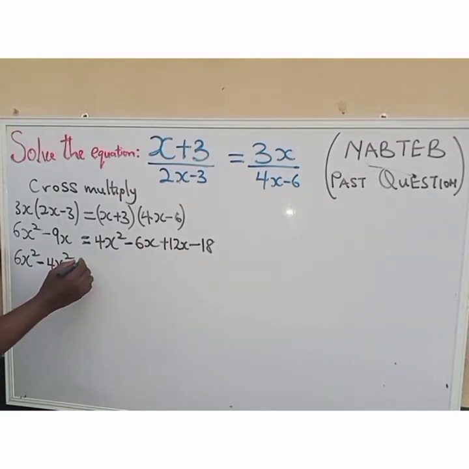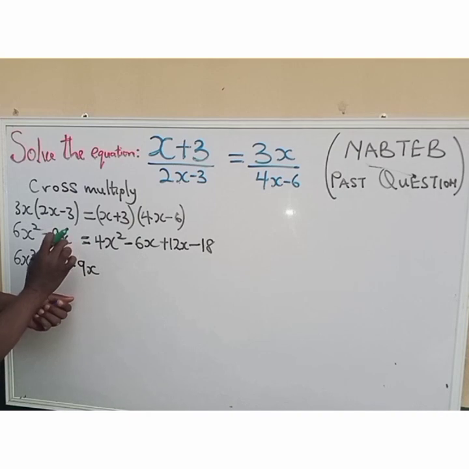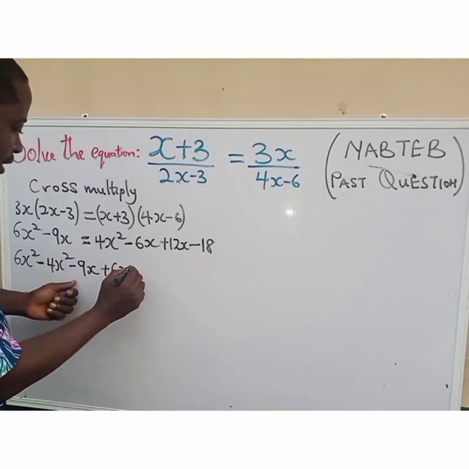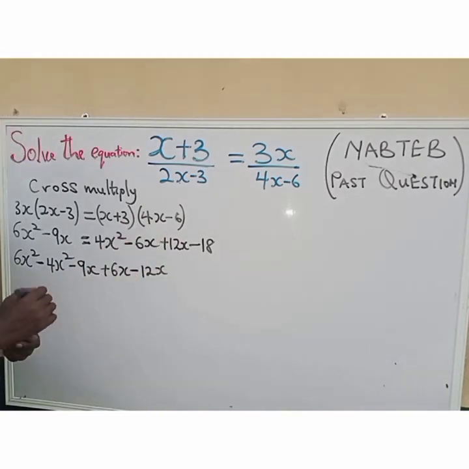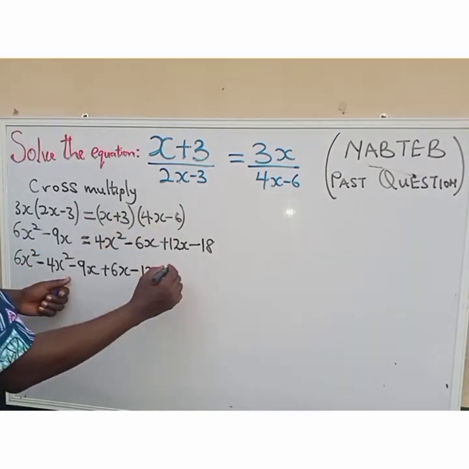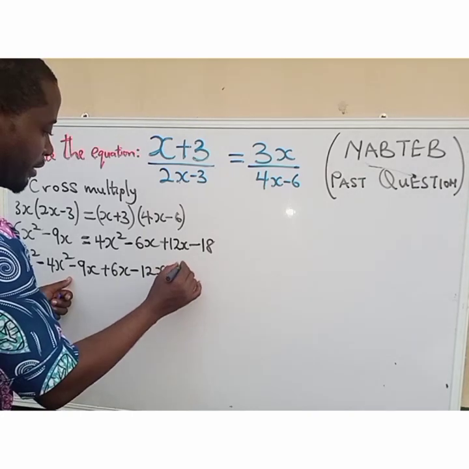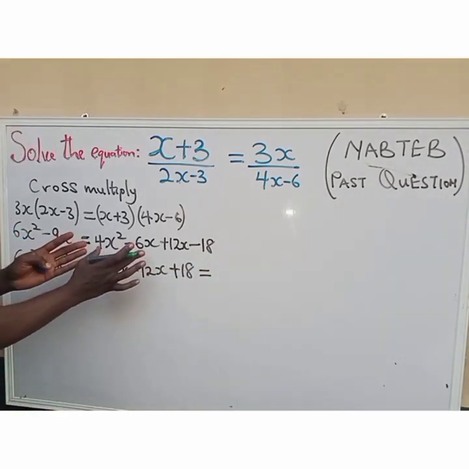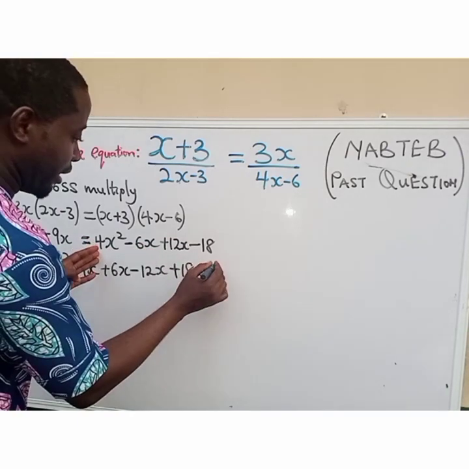Here we have minus 9x at this side. Then minus 6x will move to here, so it becomes plus 6x. Plus 12x moves here, it becomes minus 12x. And when minus 18 moves here, it becomes plus 18 equals to, so what we are left with at the right hand side will now be what? 0.